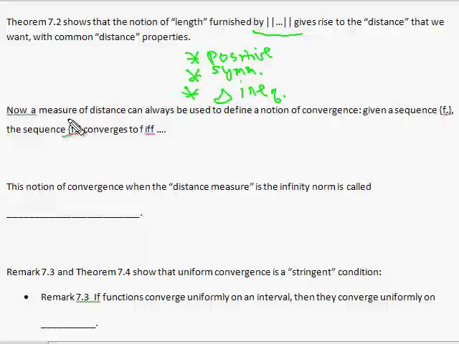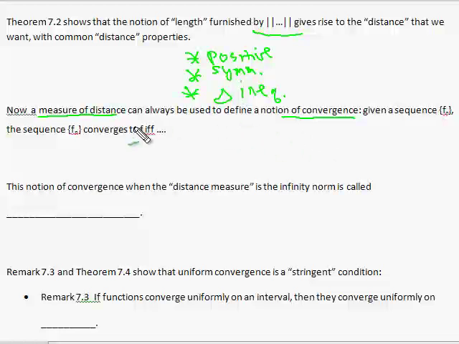Now, we've defined convergence before. It turns out that whenever you have a measure of distance, you can always use that to define a notion of convergence. If you think back about our definition of convergence, there was really nothing special about absolute value. We could put any distance in there.